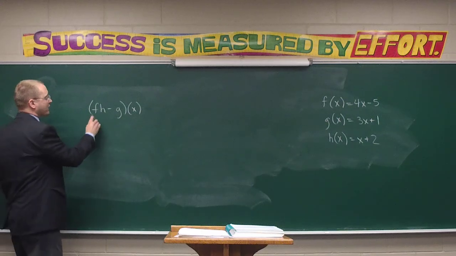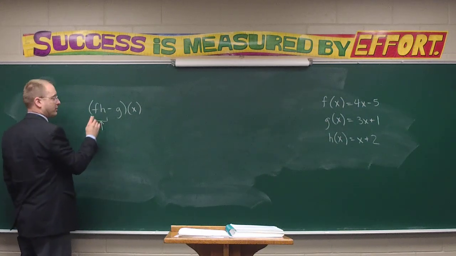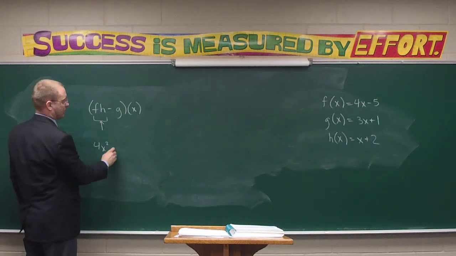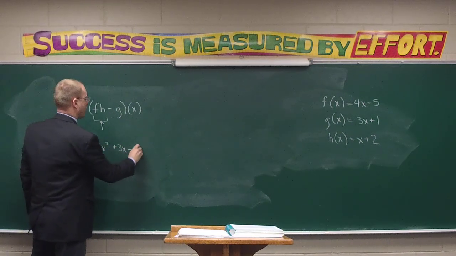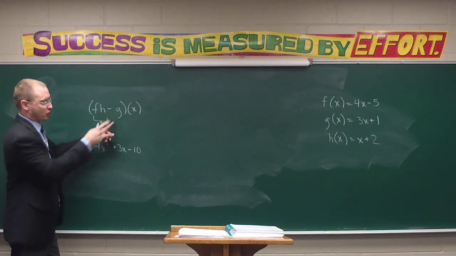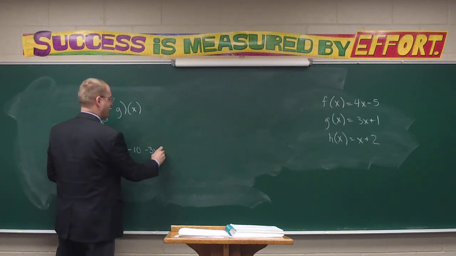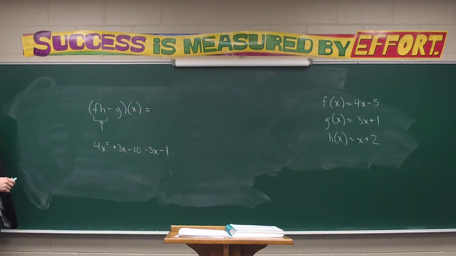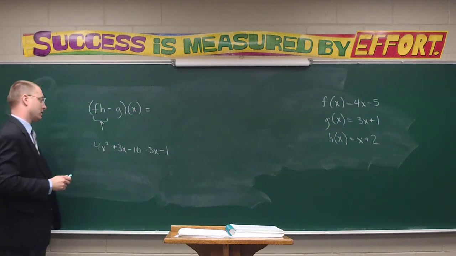All right. For the fh, what do I get, Audrey? 4x squared, positive 3x, -10. Good. And then we have to subtract the g class or add the inverse. So I'm going to write down a -3x and a -1. What do I get for my answer on fh minus g of x? Genesis?